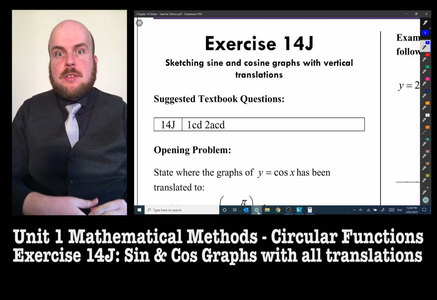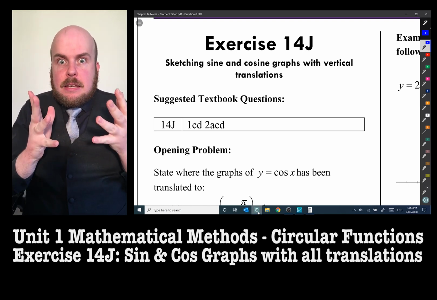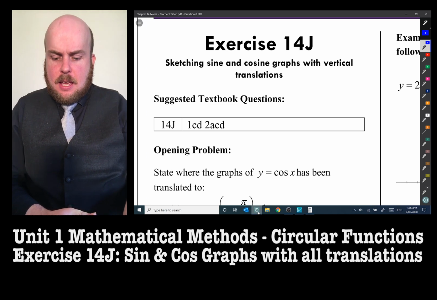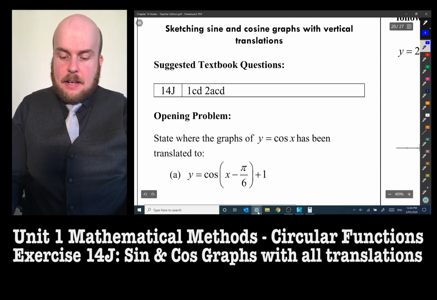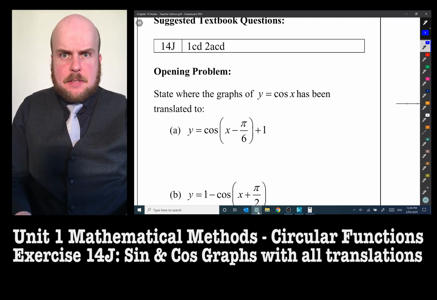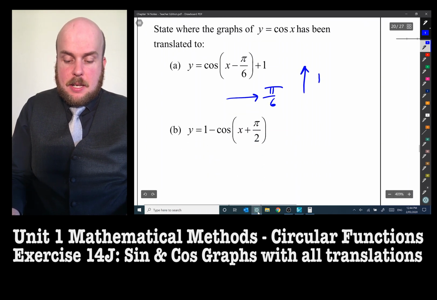So now to sketch sine and cos graphs when they've moved horizontally and vertically. You can imagine what an eye-twitchingly hard task this is. So let's start by reminding ourselves what we need to do by being able to just practice knowing what's happened translation-wise. So this is moved by pi on 6 to the right. This is moved up by 1.